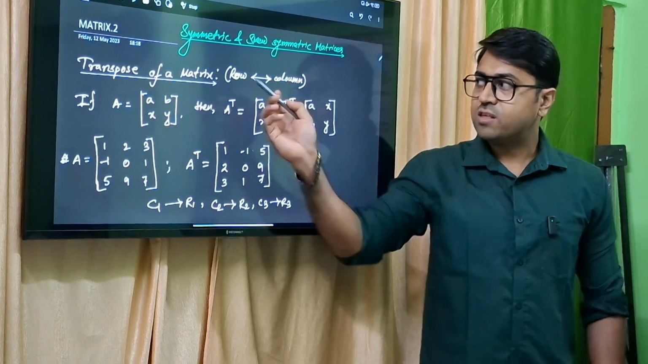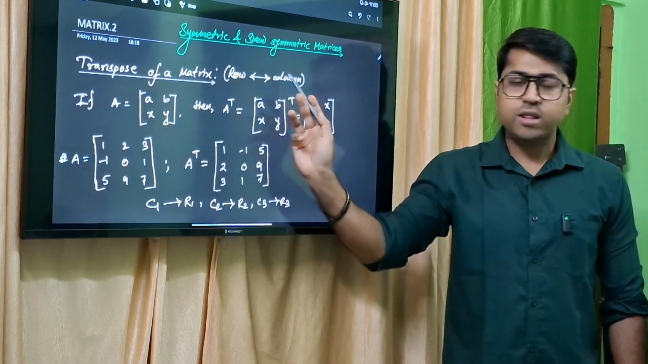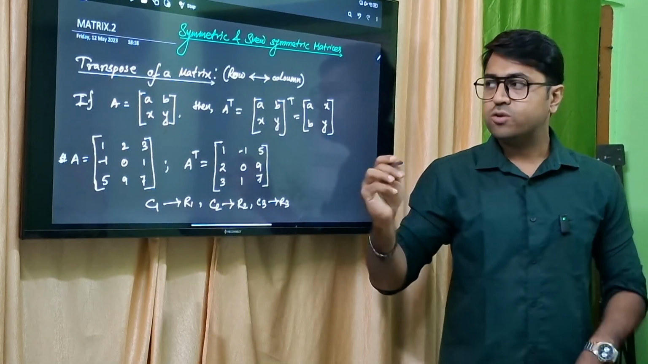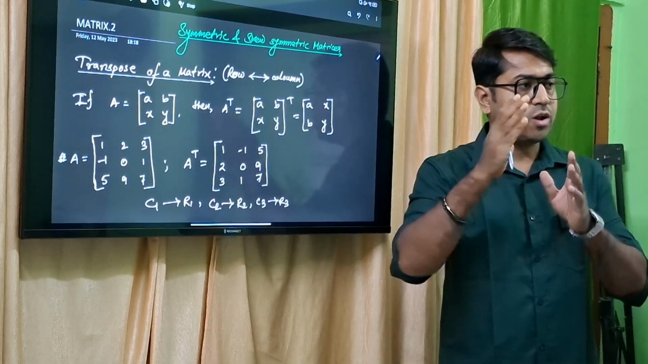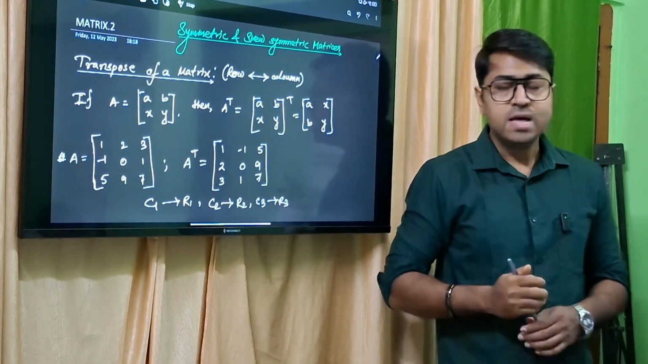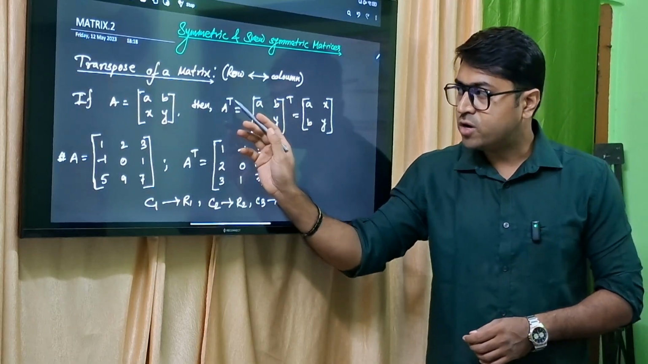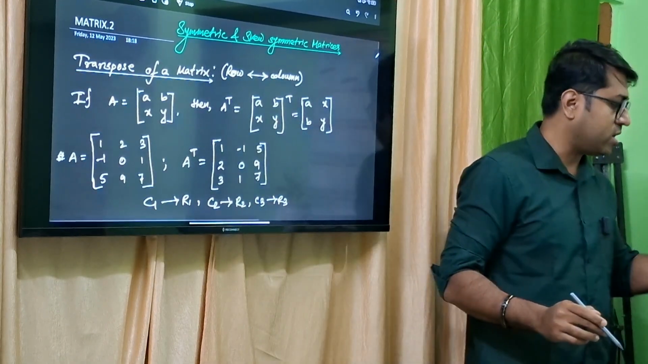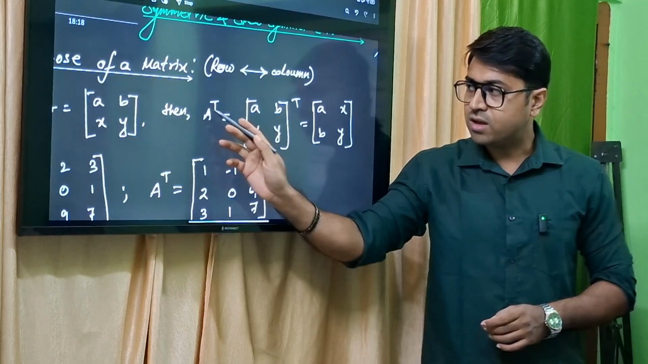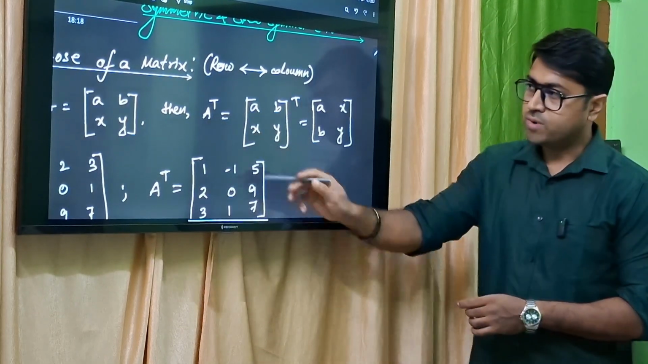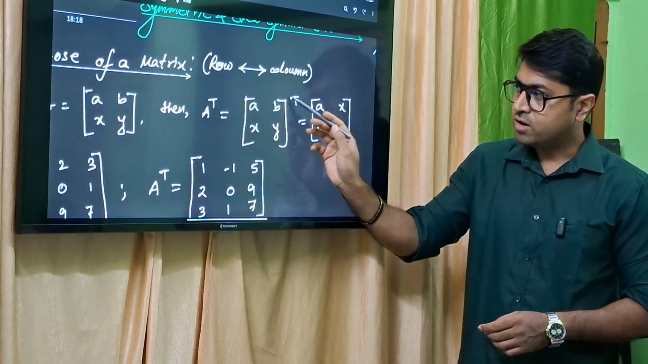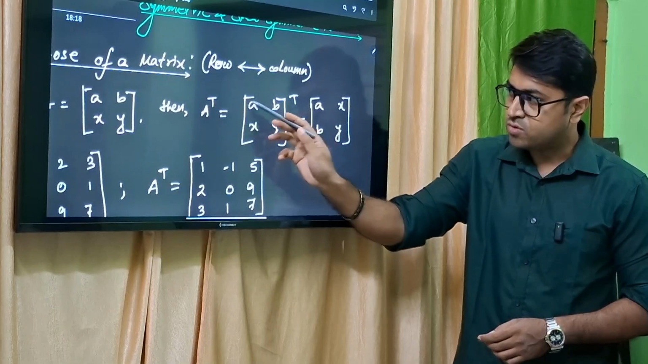Here, what did we say about the transpose of a matrix? Rows and columns will get shifted. That means the particular rows will get shifted to columns. If you see that A to the power T means the transpose of the matrix A. So matrix A is given by a, b, x, y, and transpose T means the transpose of the matrix.